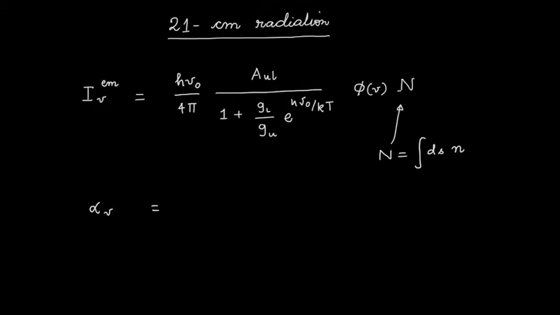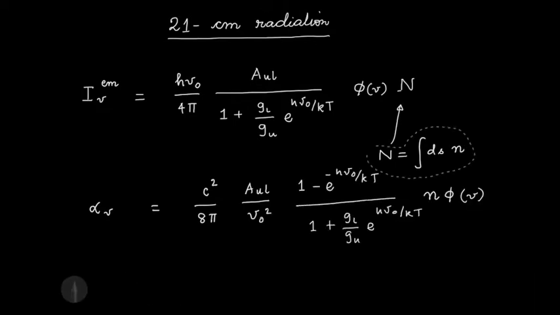We also calculated how the absorption coefficient looks like. The absorption coefficient for such absorption can be written this way. n is the number density and phi nu. Okay, these are the things that we had got last time. And we'll carry forward from there.